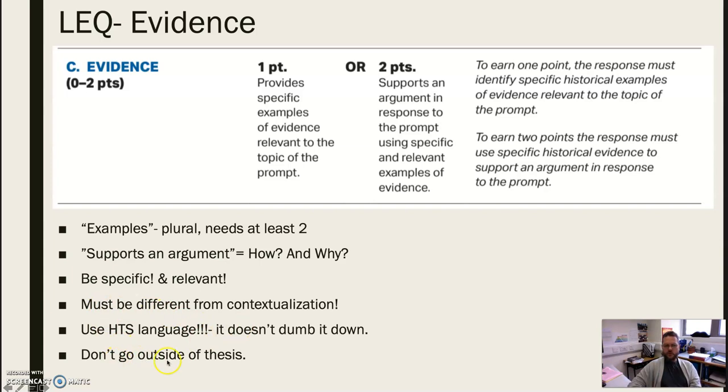And then don't go outside of your thesis, right? You do not need to pull things in that aren't part of your thesis because they're going to look at them like this isn't relevant. Right? Again, it's not relevant. So stay within your thesis.